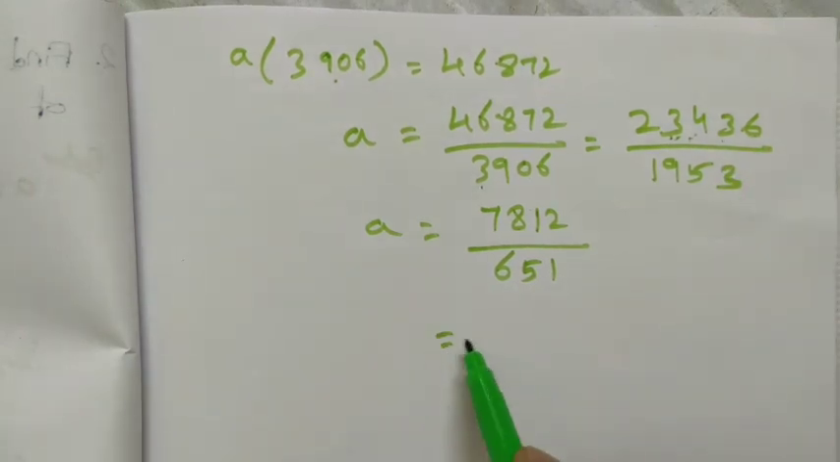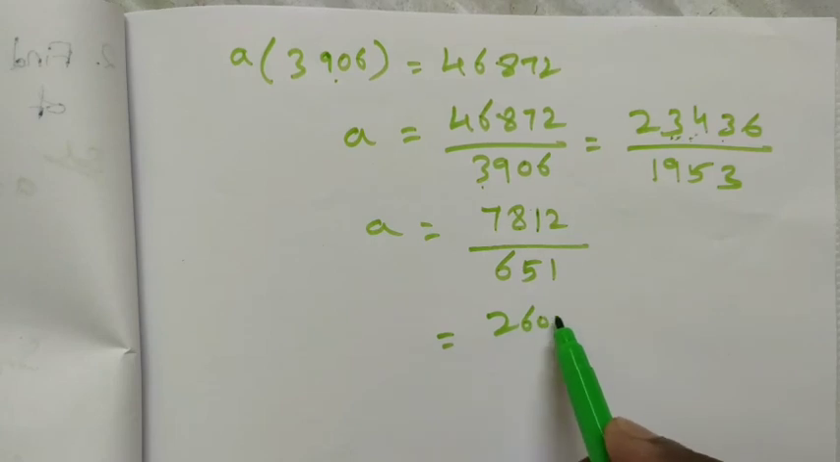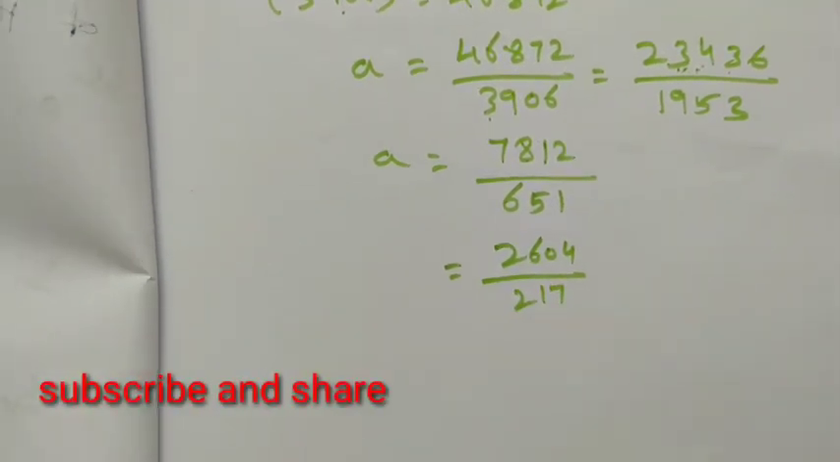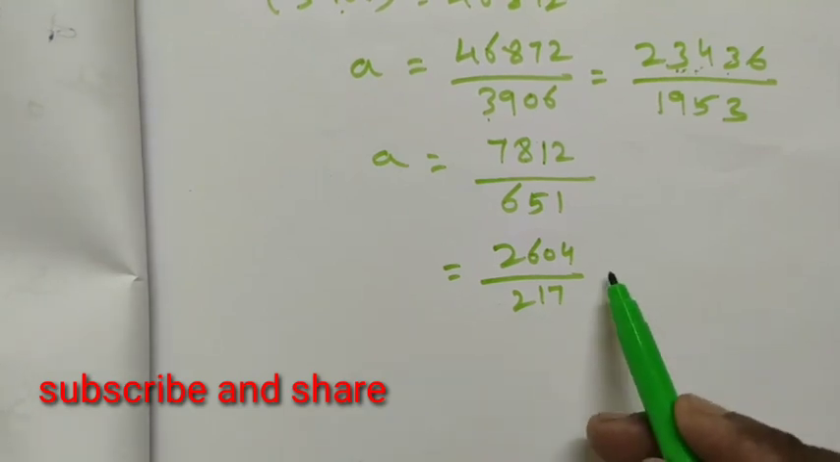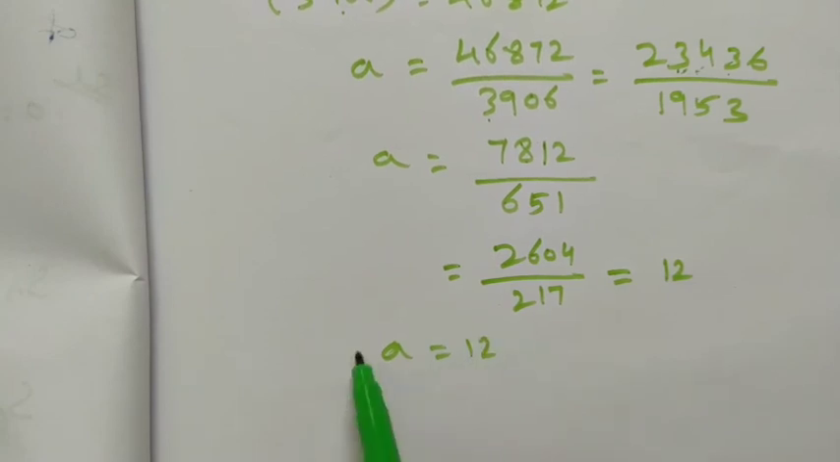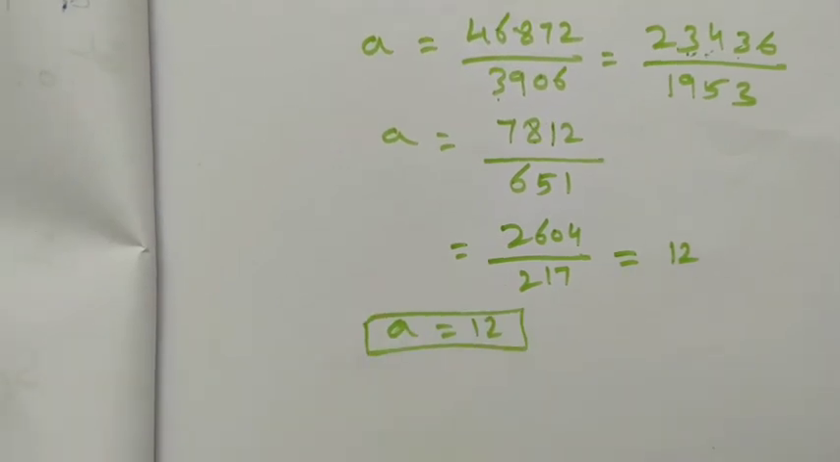We get 2604 divided by 217. Again divide by 3 itself, and then the last, if you divide this term, we get 12. Then A is equal to 12. The first term of the GP is A is equal to 12.